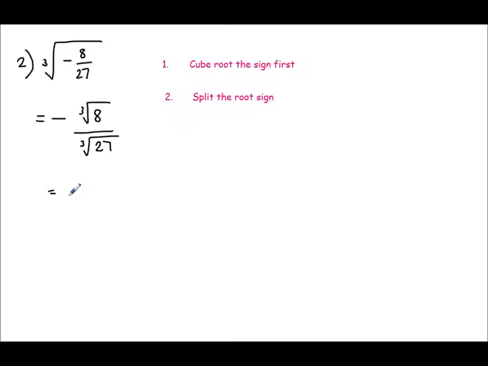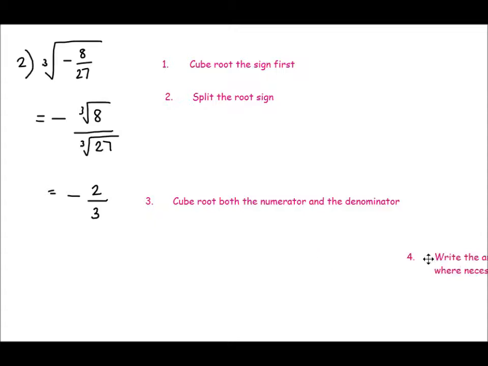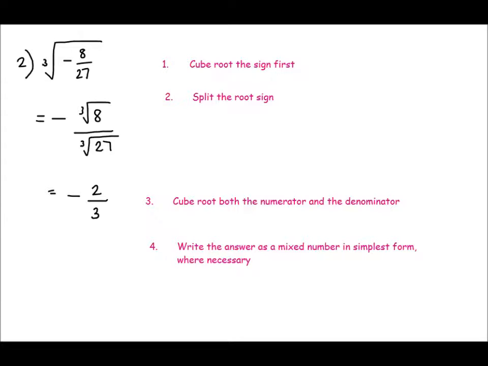The cube root, our number is negative. Don't forget your negative sign. The cube root of 8 is 2, because 2 multiplied by 2 multiplied by 2 will give you 8. The cube root of 27 is 3, because 3 times 3 times 3 is 27. Cube root both the numerator and the denominator. And lastly, write the answer as a mixed number in simplest form where necessary. Nothing can divide into either of those, so that is the final answer for that calculation.